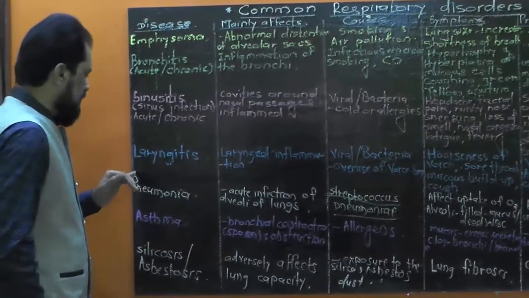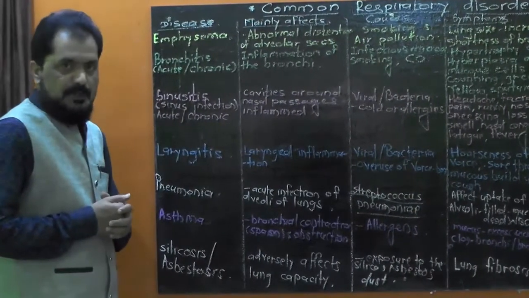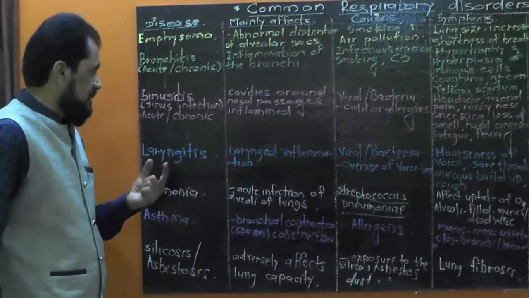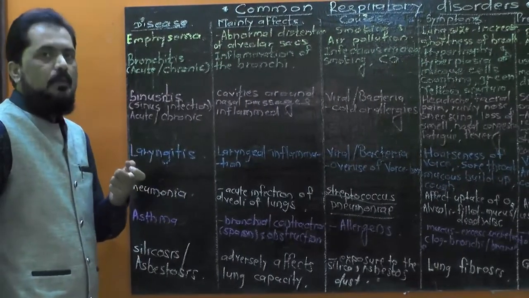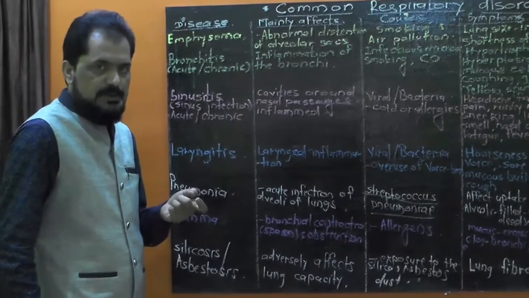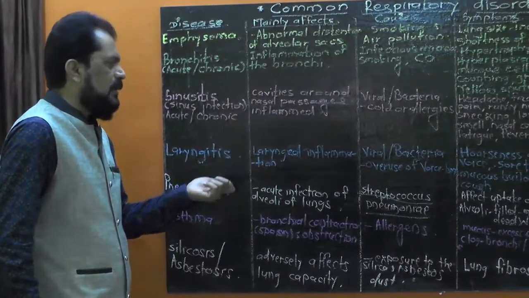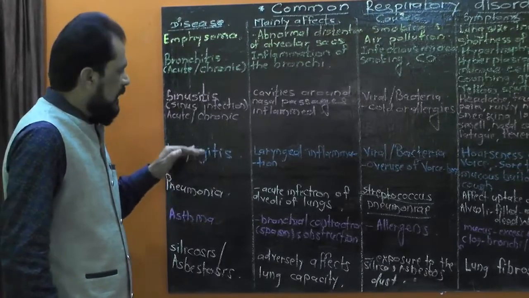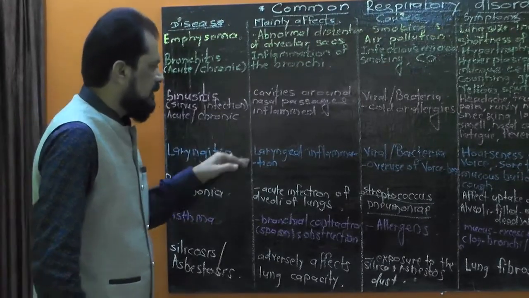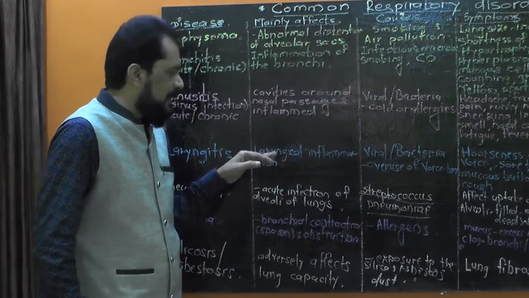Next disease, laryngitis. Again, the term laryngitis: you know larynx, that is the voice box, sound box, Adam's apple. And itis stands for inflammation. So laryngitis is nothing but laryngeal inflammation.